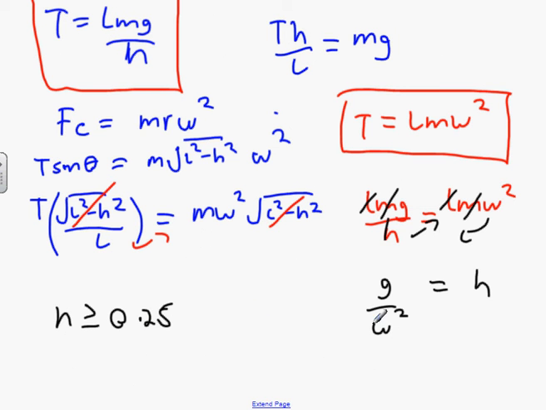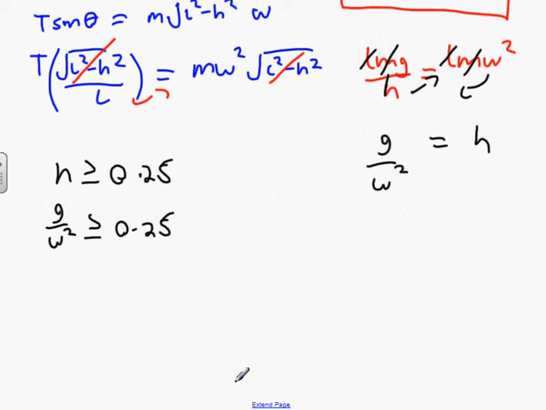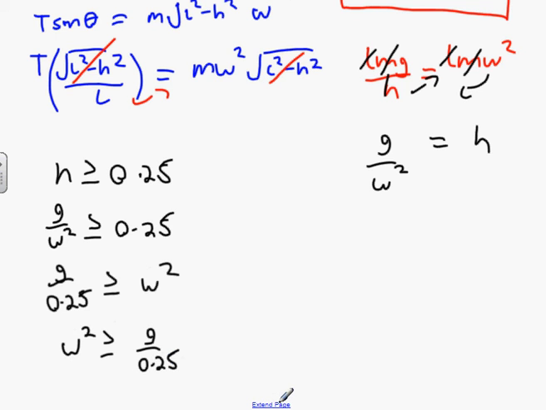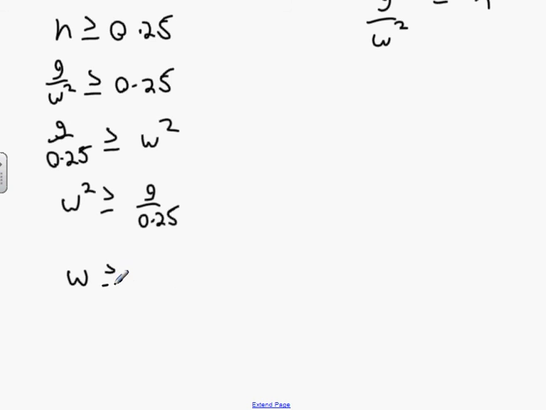Therefore, g over omega squared has to be greater than or equal to 0.25. And therefore we're going to do g divided by 0.25 greater than or equal to omega squared. Omega squared is greater than or equal to g over 0.25. So square root of 9.8 divided by a quarter. Square root the answer. 6.26.